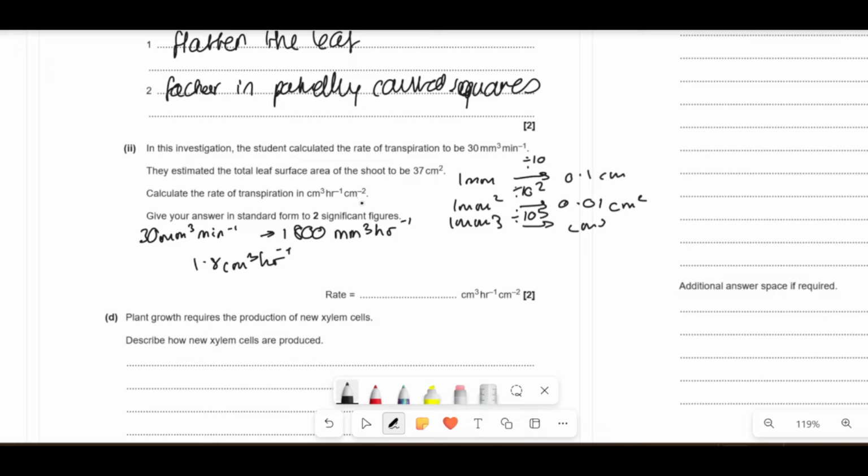But then you can see they want it per centimeter squared, which means per centimeter squared of the area. So 1.8 divided by 37 gives you 0.047, and they want it to two significant figures, so we're going to go 0.047 and then those units, but they want it in standard form. So then what that means is we're going to have to change that to 4.7, but the question wants it in standard form, so it's going to be 4.7, and then how do we get back to there? So it would be times 10 to the minus 2.